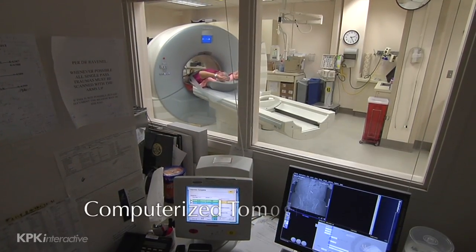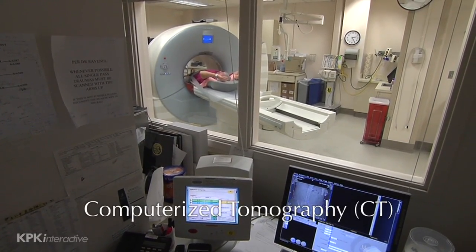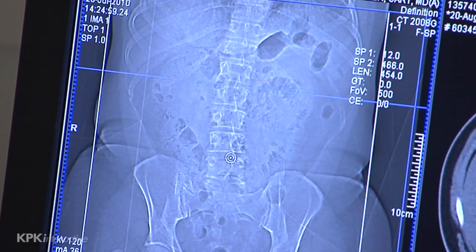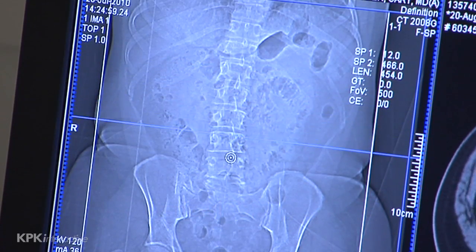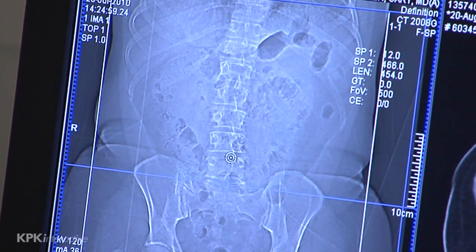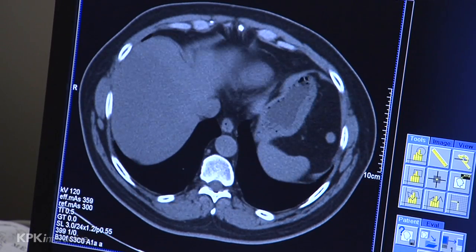Computerized tomography, or CT scan, may provide a better look at abnormalities first seen on an X-ray. This scan uses computers to form a series of cross-sectional images that can define bone, disc, or other problems.